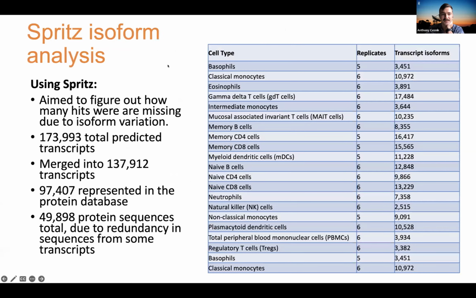And I applied Spritz here to try to, again, figure out how many hits were missing in this data set, and produced a database that contained transcript isoforms, and translated those into protein sequences, and tried to find new proteoforms in this data set.